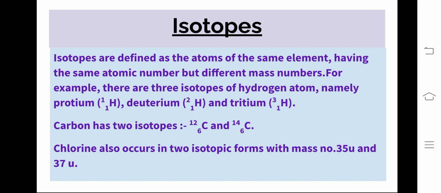Similarly, carbon also has 2 isotopic forms: carbon having atomic number 6 and mass number 12, and carbon having atomic number 6 and mass number 14. So, on the basis of these examples, isotopes are defined as the atoms of the same element having the same atomic number but different mass numbers. Chlorine also occurs in 2 isotopic forms with mass numbers 35 and 37 units.